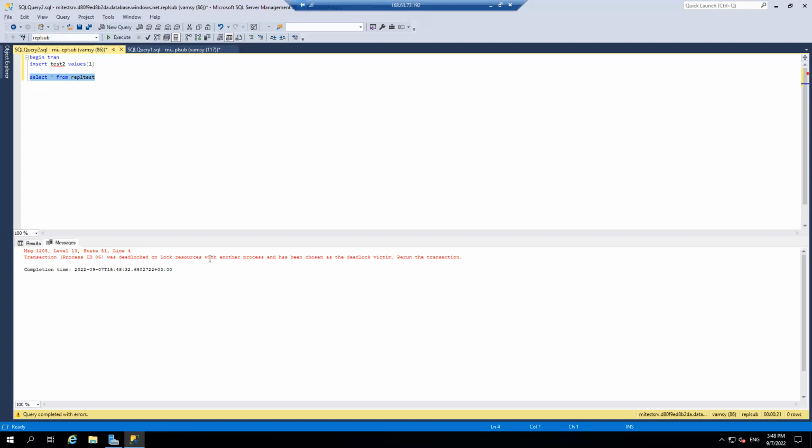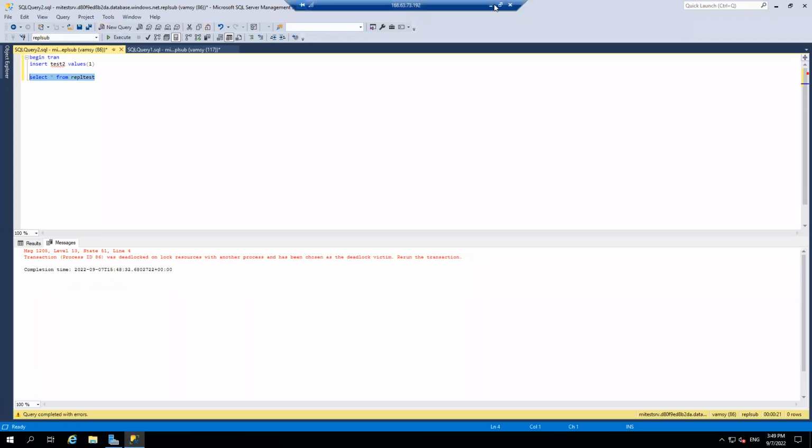And there is one deadlock monitor. There is one deadlock thread that runs behind the scenes, and it runs every 5 seconds. It probes for any deadlocks, and if the SQL Server engine comes to know that there is a deadlock scenario, it will kill one of the sessions. So deadlock will be taken care of automatically. We don't need to do anything.